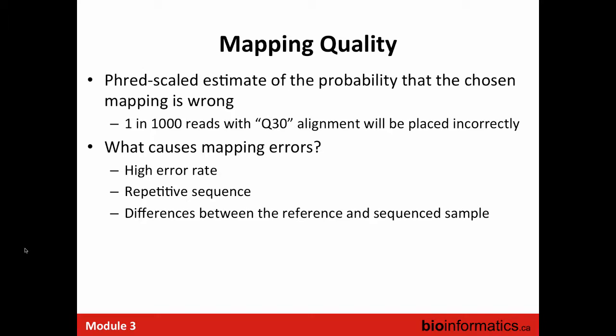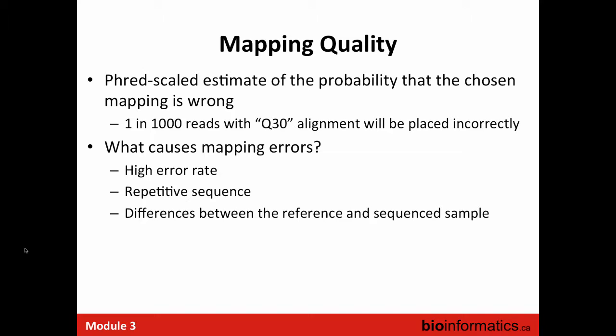So just like when you're looking at SNPs, you want to just consider the ones with fairly high quality. When you're looking at your read alignments as well, you want to just consider the ones that were mapped very confidently. And in the exercise, there'll be examples of this that you can look at.